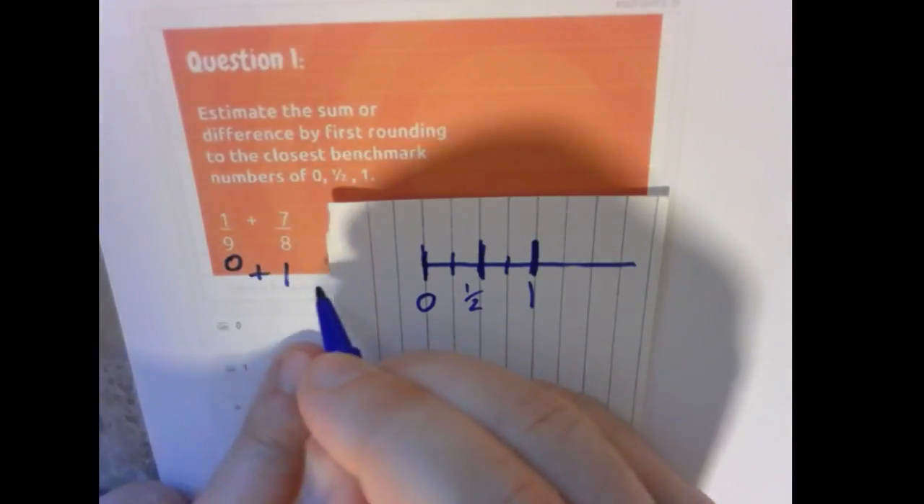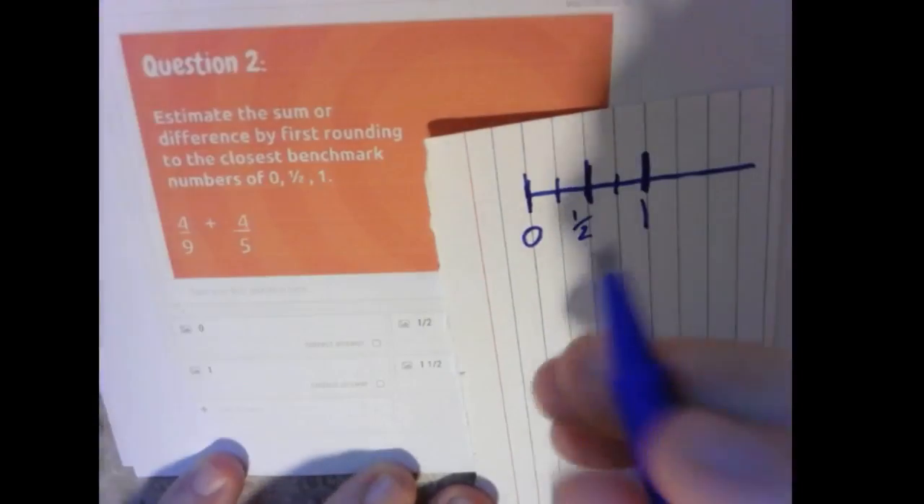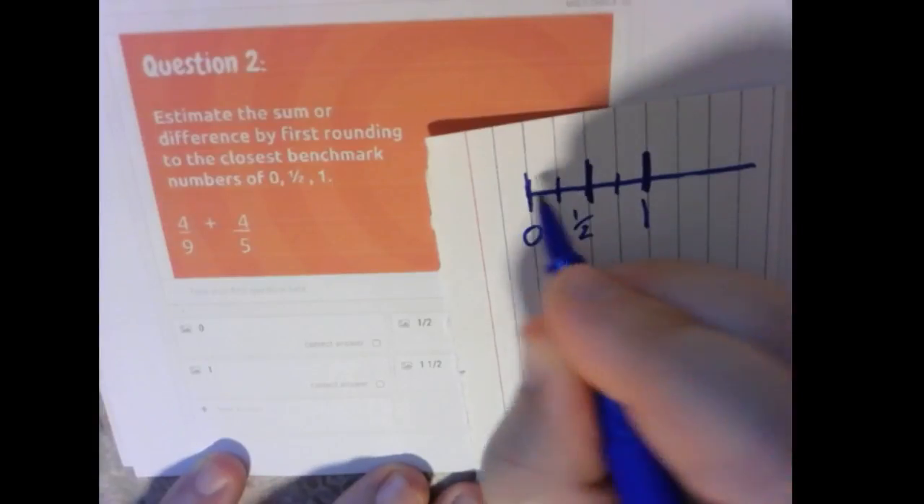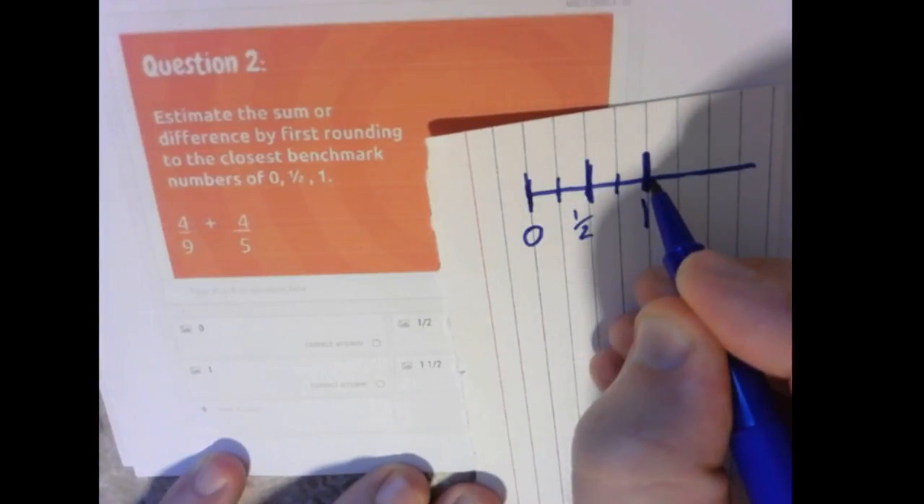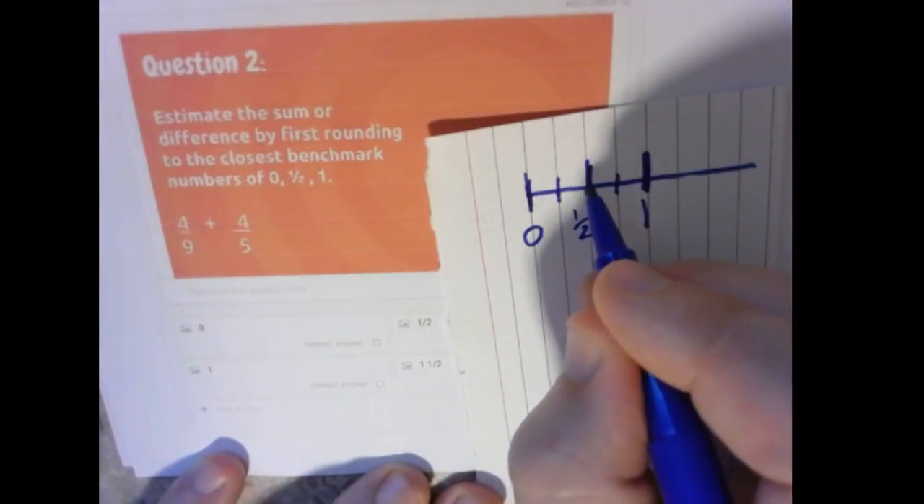So what is 0 plus 1? 1. So again, this is just an estimation technique, right? So now what about 4/9? Okay, if it took 9 steps to go from 0 to 1, and you were 4 steps into your journey, would you be close to 0, halfway, or 100%? I think you'd be close to 1/2.